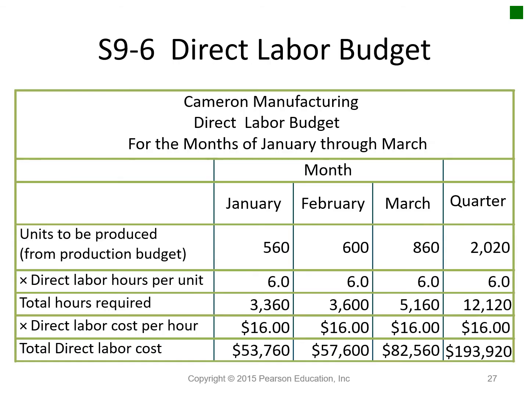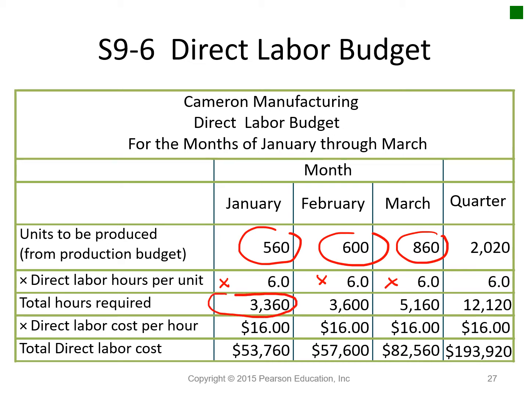All right, so here we go. Here's the numbers. Again, the top row was given to you simply. Here's your 560, 600, and 860 production units for January, February, March. They told you it takes 6 hours to make a unit. So for all of these, you're going to have to multiply them by 6. That's going to tell you how many hours are needed for each month.